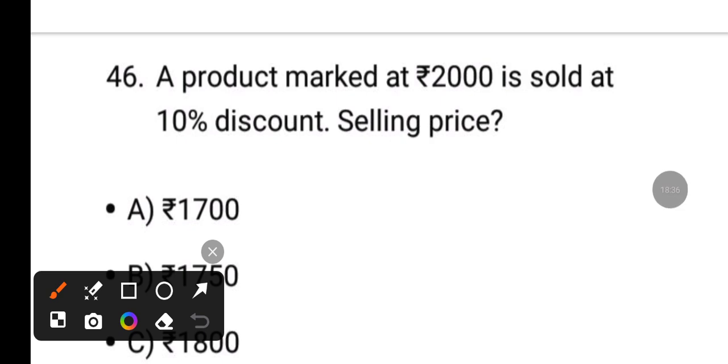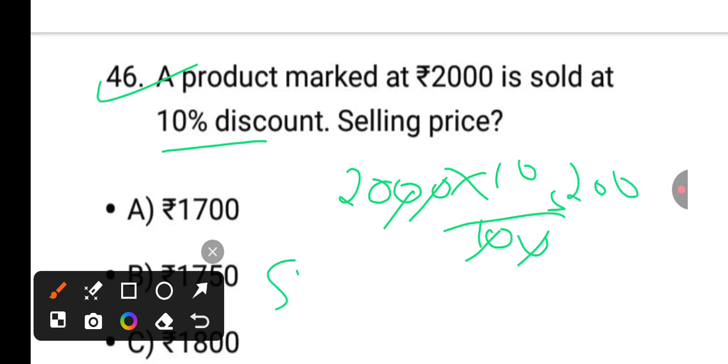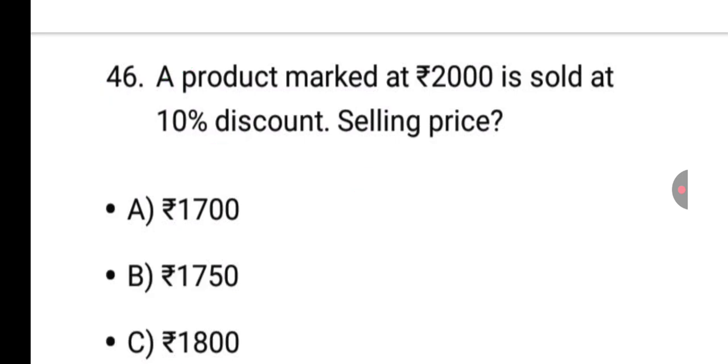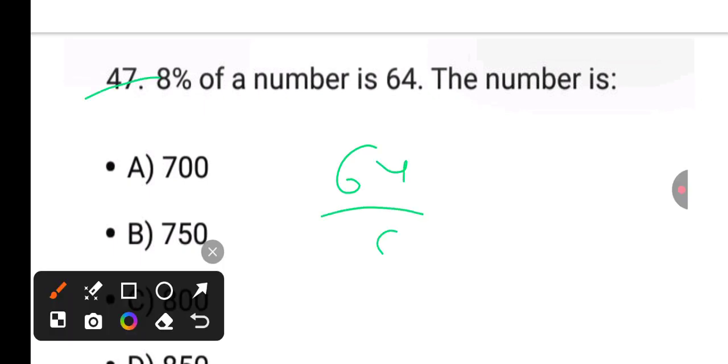See another method of solving this. First calculate the 10% discount. See, it is 2000. What is the 10% discount? It is 200. To calculate the selling price, mark price minus discount. What is mark price minus discount? It is 2000 minus 200. Again it is 1800. This is the basic method. Next, again the same. 64 is 8% value. We want 100% value. It is 800.